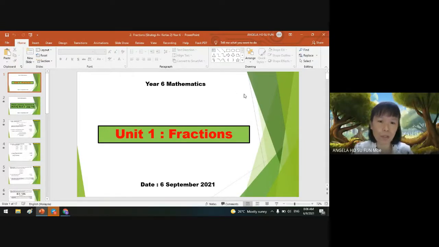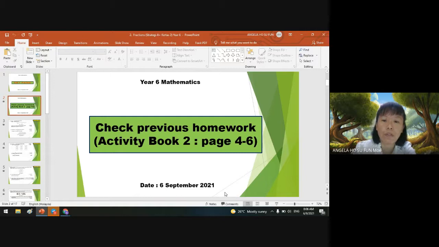Okay, today we are going to do a correction. First, doing correction for your previous homework, that is from your book 2, page 4 to 6. I hope you did your work already. If you haven't done your work, please get ready your pencil, everything. When teacher is explaining, teacher hopes that you can try to follow the class.